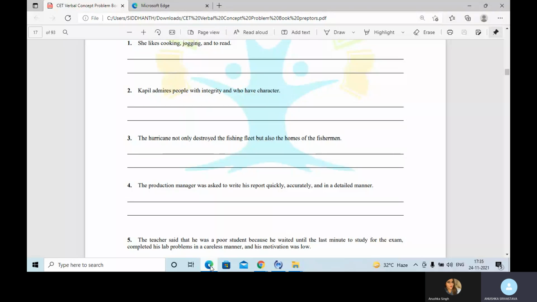And what were the two things? Not only the fishing fleet but also the homes of the fishermen. So the hurricane destroyed not only X, which is the fishing fleet, but also Y, which is the homes of the fishermen.